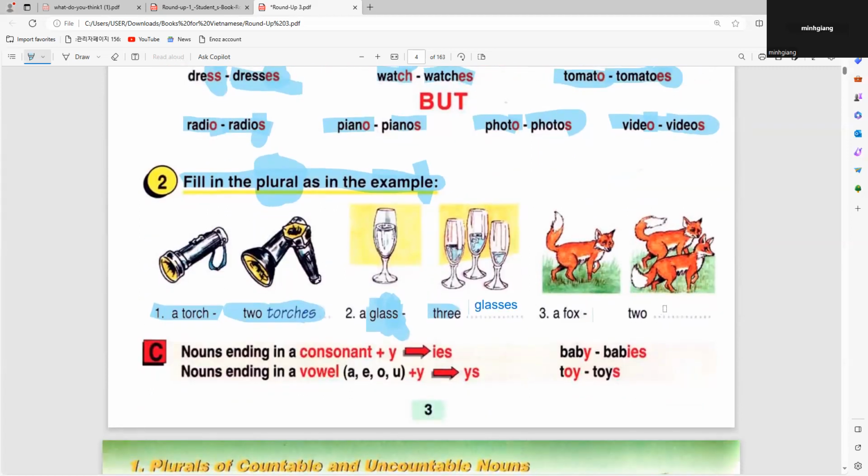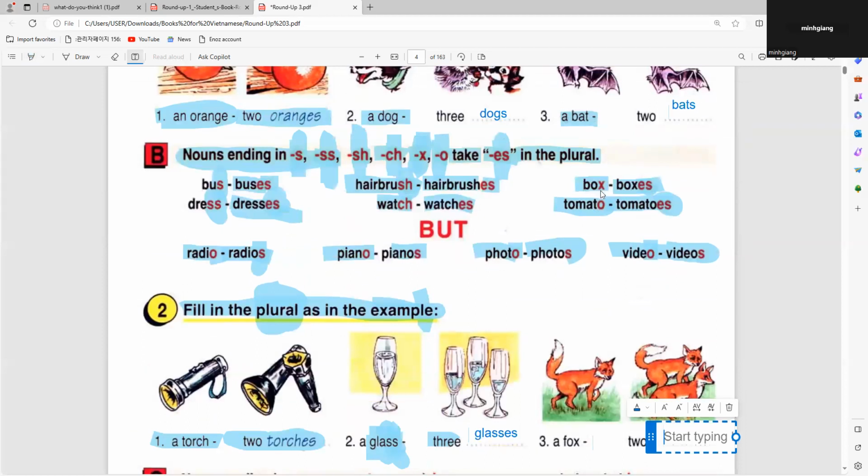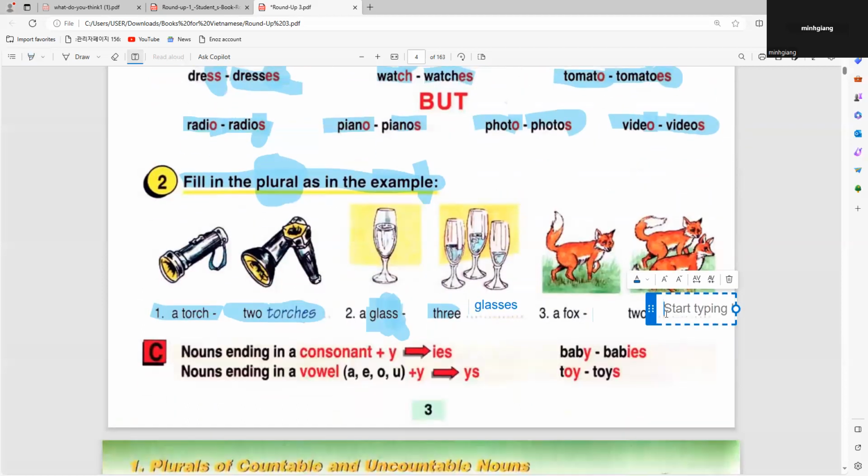A fox. Two foxes. Only S? No letter E? Box. Boxes. Okay, so you will do like this. This one only, fox? No letter E? Okay, this one. What? Foxes? Or this one? What is your answer? Only S? No letter E?